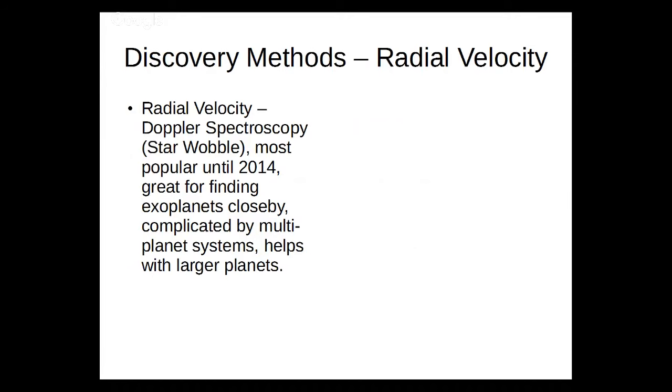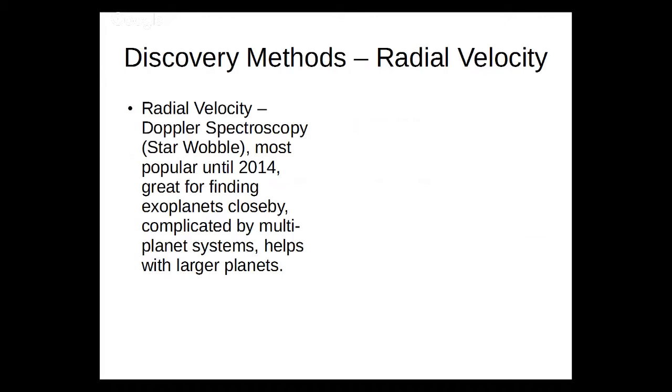Okay, this is going to get a little wordy, but I'm going to try and make it nice and simple. So radial velocity is also known as Doppler spectroscopy or star wobble. And you might have heard that term star wobble before. It was the most popular until 2014, and we'll talk about why that is in a few minutes. And it's really great for finding exoplanets close by, but complicated for multi-planet systems. And we'll talk about this in a second. So it definitely helps with larger planets.